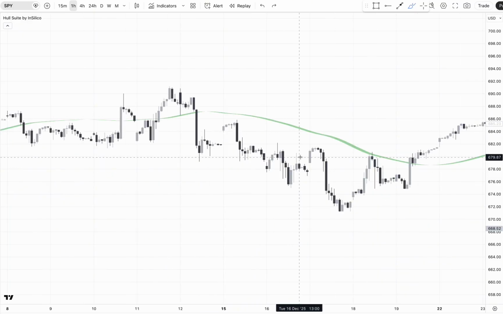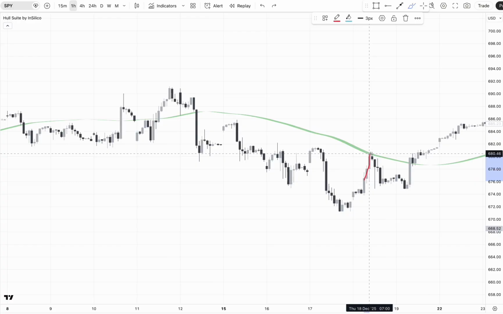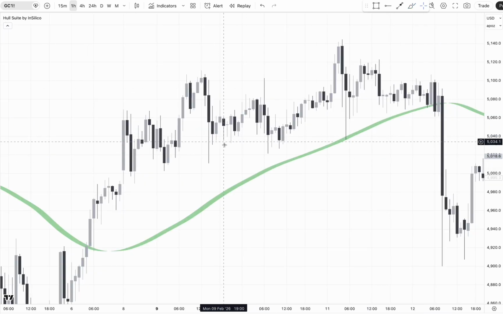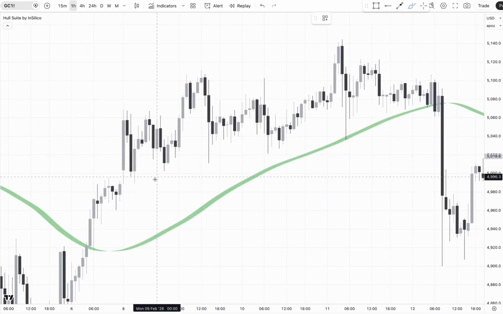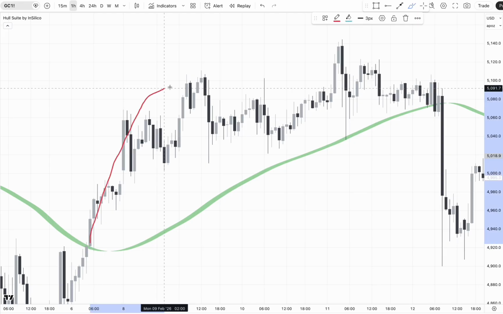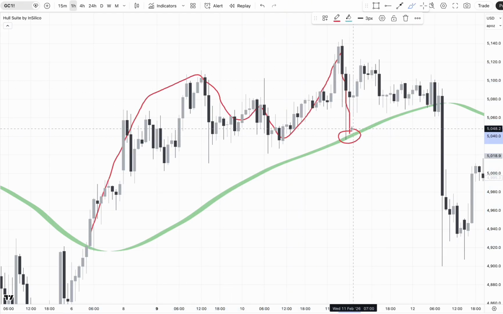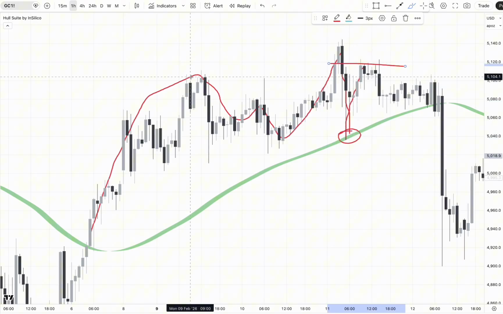Instead, I would wait for a test from below right here, use that as a short, take a quick profit right here, and then get out of the way once it goes above. I personally use this for stocks, futures, crypto, anything. And then here, once again, once we're above and establishing an uptrend, any pullback to the moving average is a nice opportunity to get long and then take profit somewhere at the resistance right here.